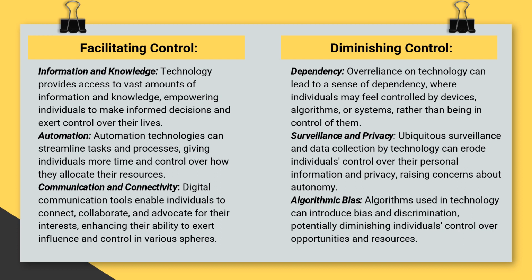Surveillance and privacy is a huge one to do with technology, because there's so much ubiquitous and universal surveillance and data collection done by a lot of big tech companies and even the government utilizing these technologies, and all of it can erode our individual sense of control over our personal information and privacy, raising concerns about autonomy.